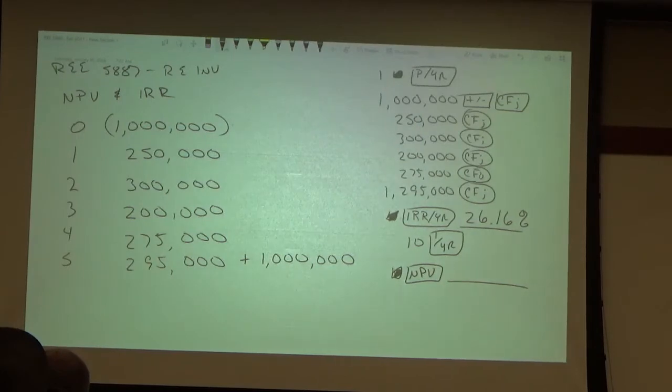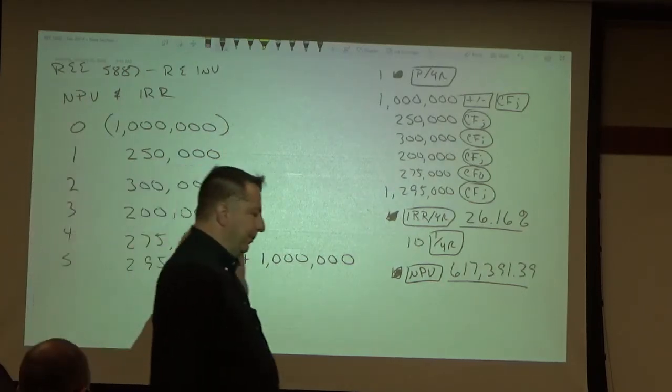Okay? Now when we do this, we end up with an NPV of $617,391.39. Okay.